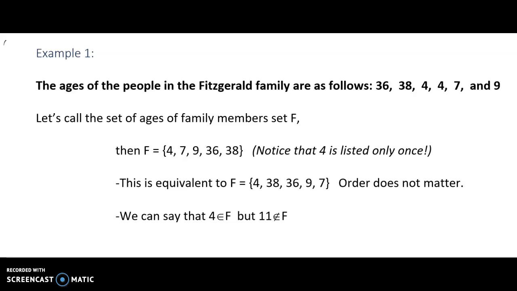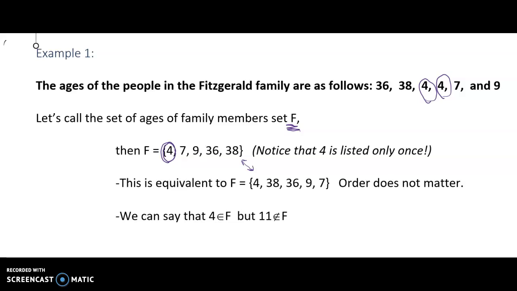Let's look at an example. The ages of the people in the Fitzgerald family are as follows: 36, 38, 4, 4, 7, and 9. Let's call the ages of the family set F. We can say set F has ages 4, 7, 9, 36, and 38. Notice that I only listed 4 once, even though there are 2 members with the age 4. They must be twins. This is also equivalent to saying F equals 4, 38, 36, 9, 7. See, these are the same. The only thing that's different is the order I put them in.